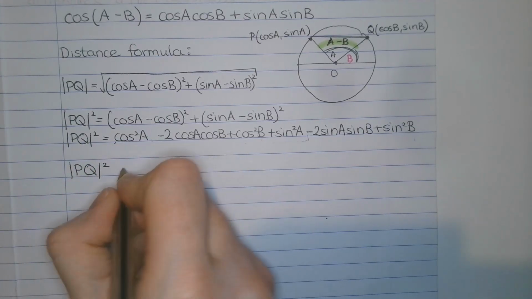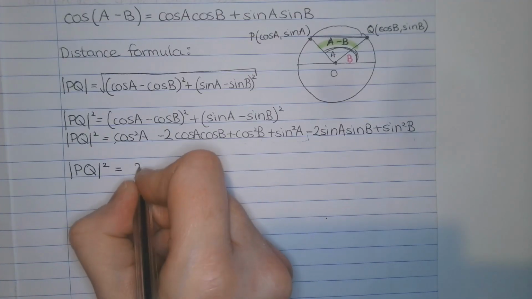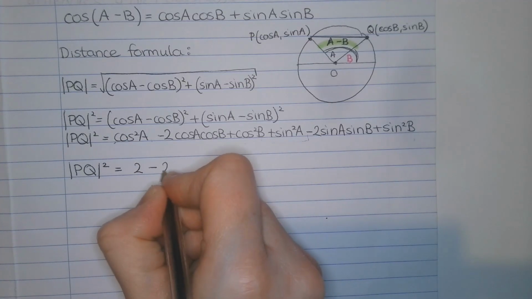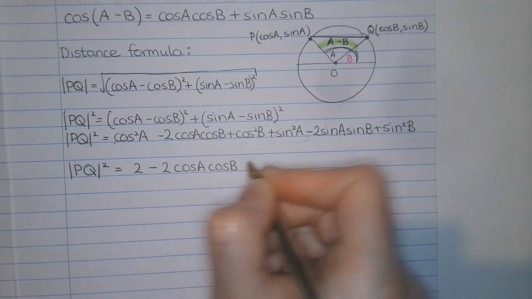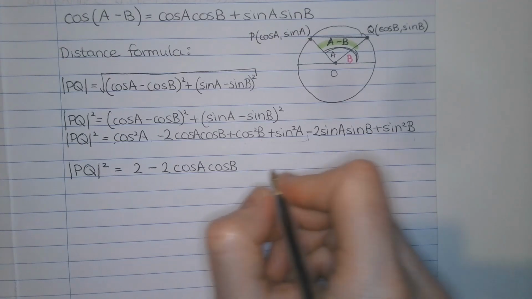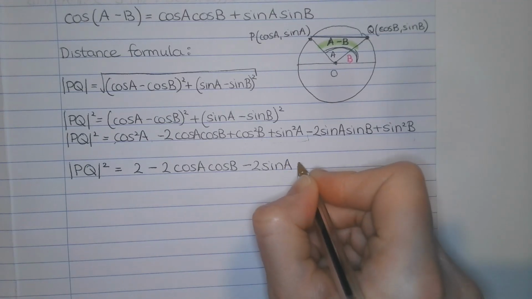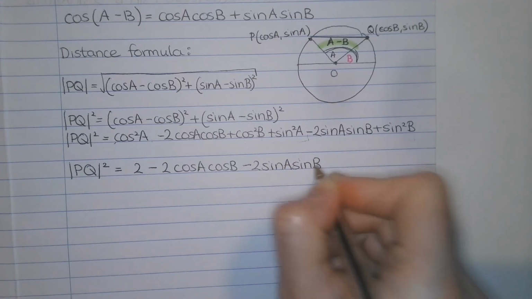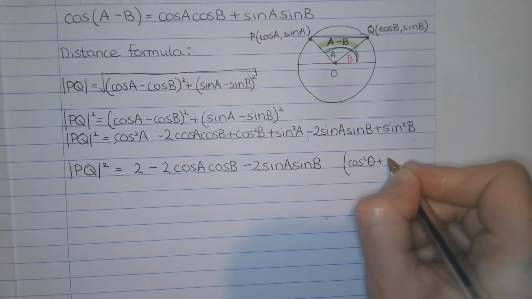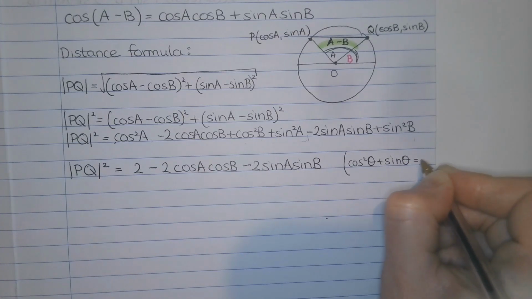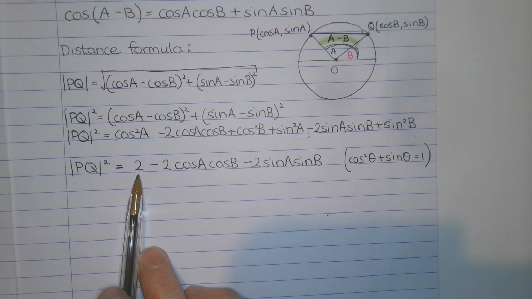PQ squared is equal to 2 minus 2 cos A cos B minus 2 sine A sine B. The reason for that: cos squared theta plus sine squared theta is equal to 1. So bringing those two together, that's where that 2 has come from.